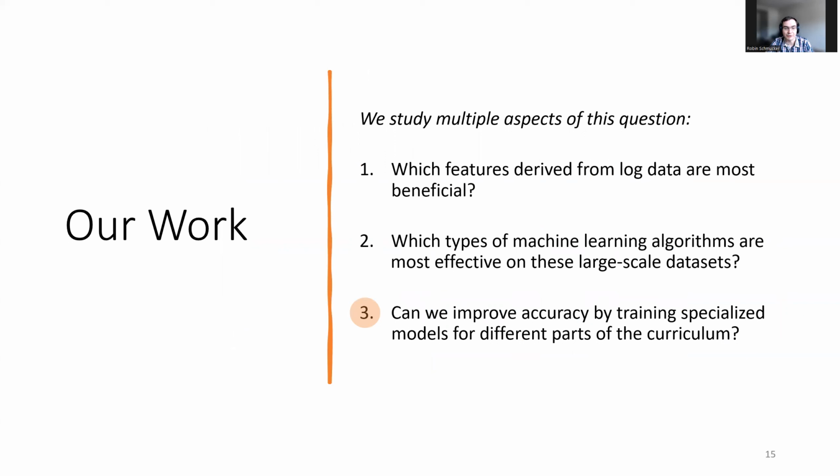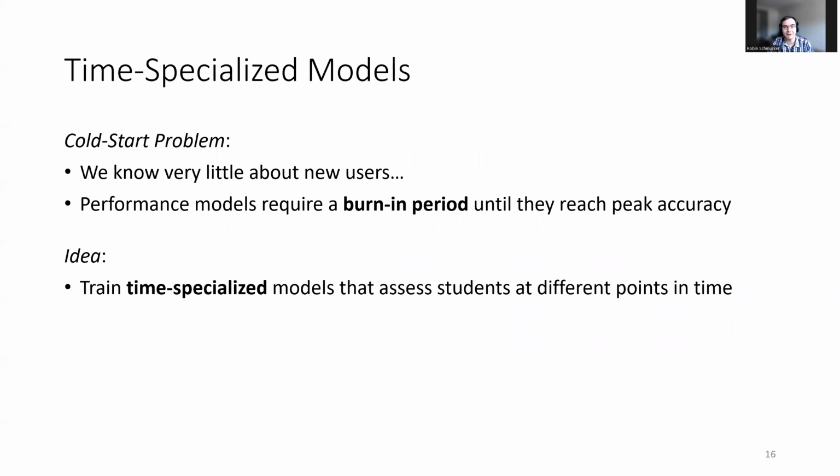Now to the last point. Can we improve accuracy by training specialized models for different parts of the curriculum? Here we have 2 directions. In the first direction, we looked at time specialized performance models, and the motivation for this is the cold start problem. When a new user starts using the ITS, we know very little about them.